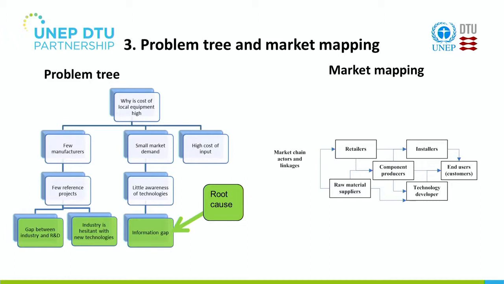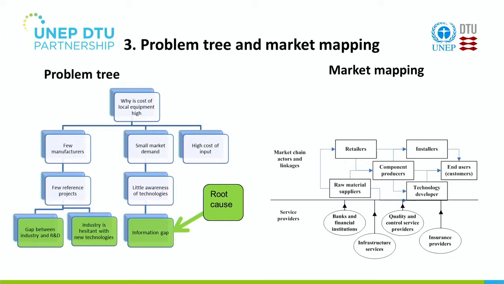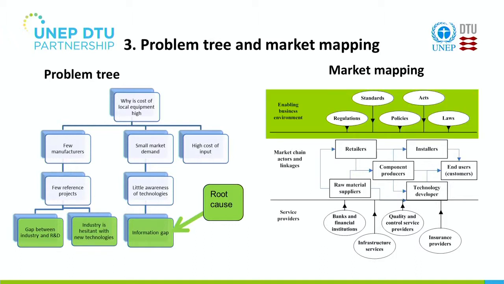And the market mapping approach has its main focus on the market chain, the actors in the market chain and the connections, the relations between the actors. So it is about how this market chain will function, where are the barriers for proper functioning, and where are the bottlenecks. Such a market chain will be serviced by a number of service providers such as banks, infrastructure services, insurance companies, and others. And it will be regulated by what we call the enabling environment.